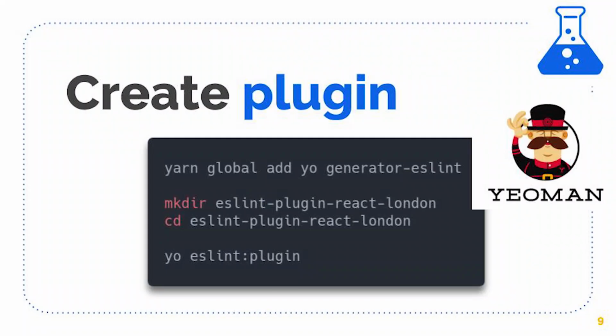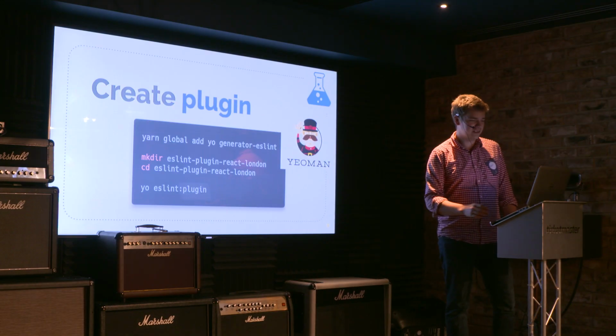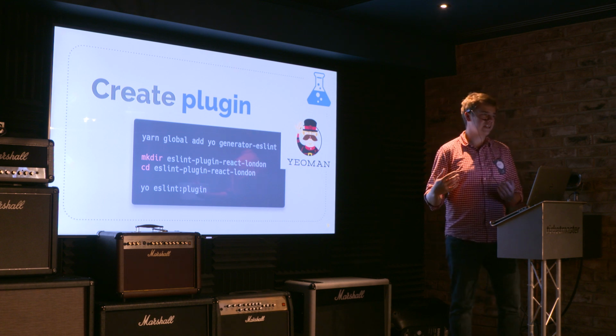It asks us a couple of questions: what's the package name, description, and then it sets up an empty project for us. Unfortunately, the generator is a little bit out of date. We like the latest and greatest. So first thing I did was dive in and actually upgrade ESLint in the plugin to use the one we're using in our project.